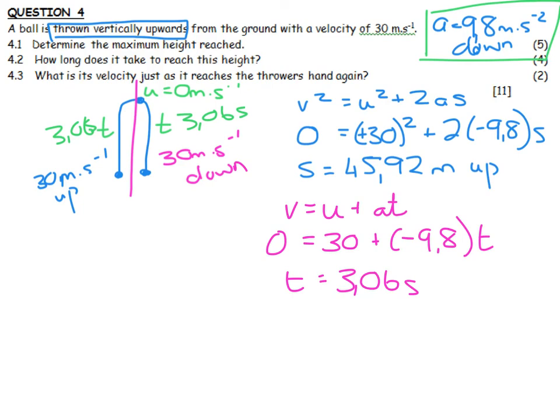And then the last question, what is the velocity as it reaches the thrower's hand again? Because of the fact that it's a mirror image, you get exactly that. But you could have said, I know it starts at 0. Sorry, that was my final velocity at the top of the journey, wasn't it? I know that it starts at 0 for the downward journey. It's in the air for 3,06 seconds. It's accelerating at that rate downwards. And I would have come up with 30 down again.